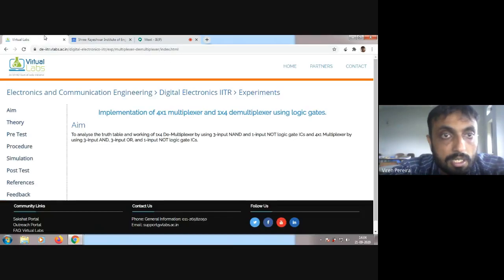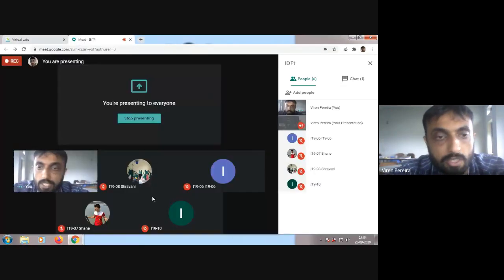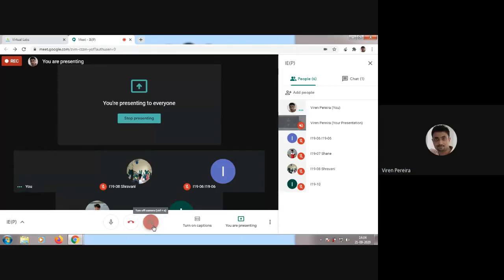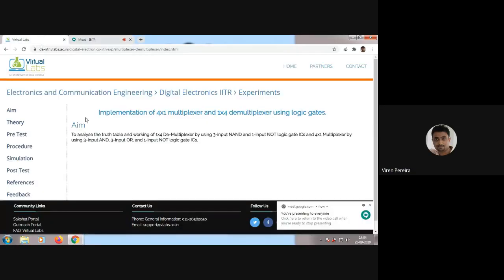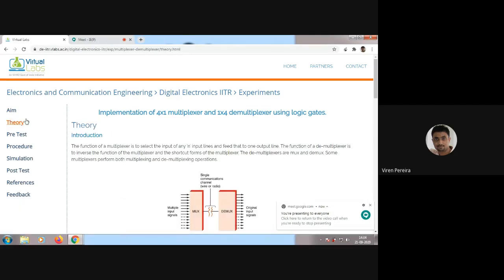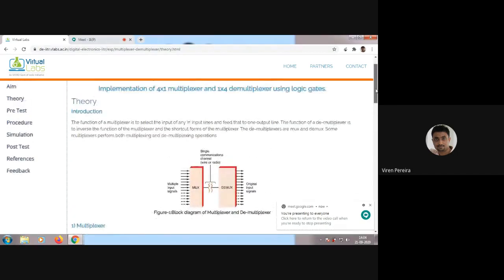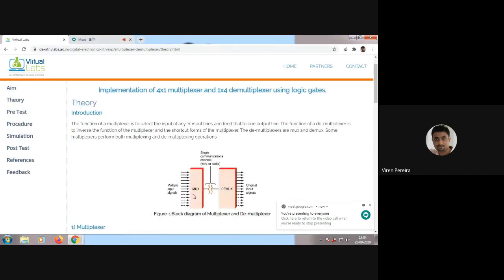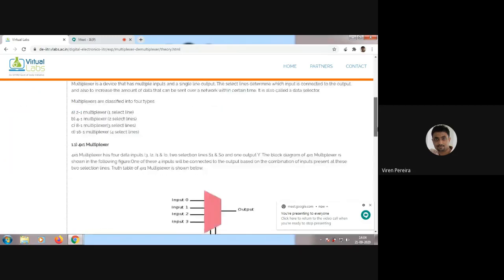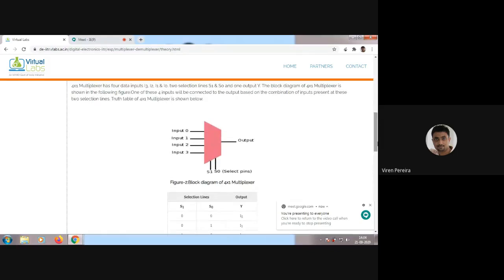Now, let's go to the theory. I'll just turn off the video for clarity. Your aim is to basically analyze the truth table and working. So now let's see the theory. What does a multiplexer basically do? You have a multiplexer here and you have a demultiplexer. Let's go down and see what the multiplexer does.